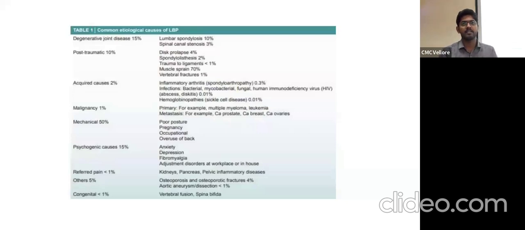Degenerative joint diseases are 15%. In that, lumbar spondylosis accounts for around 10%, and 3% diagnosis. Post-traumatic is 10%. Acquired causes like inflammatory arthritis and infections are 2%. Malignancy is 1%, which could be multiple myeloma, leukemia, or metastasis like carcinoma of prostate, breast, or ovaries. Psychogenic causes also account for 15%, including anxiety, depression, and fibromyalgia.